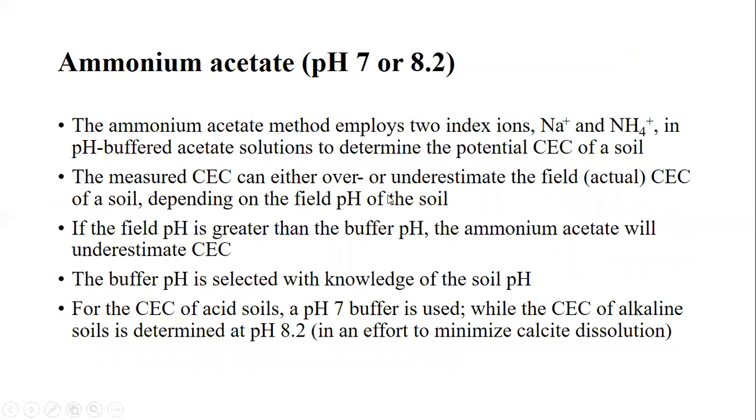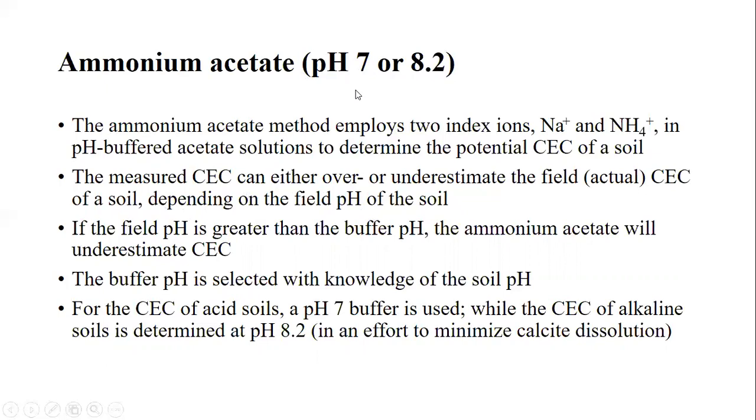Now there are two ammonium acetate solutions that are used, pH 7 or 8.2. The ammonium acetate method employs two index ions, sodium and ammonium. In pH buffered acetate solution, we buffer it so that the pH doesn't change, to determine the potential CEC of the soil. The measured CEC can either over or underestimate the actual field CEC of a soil depending on the field pH of the soil. Remember, that's why we have choices.